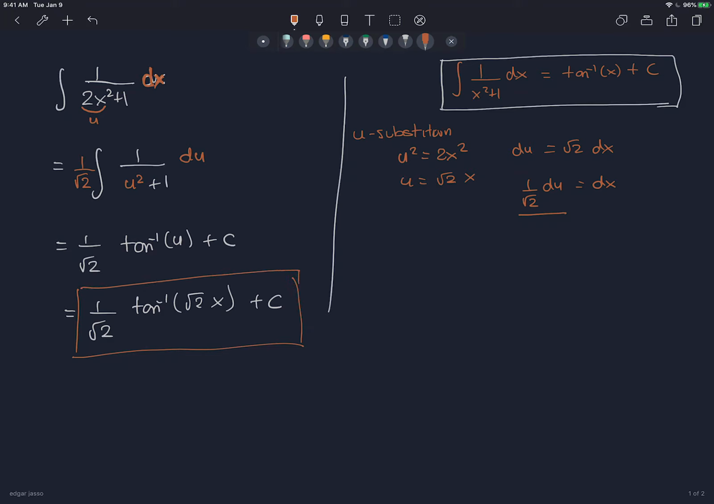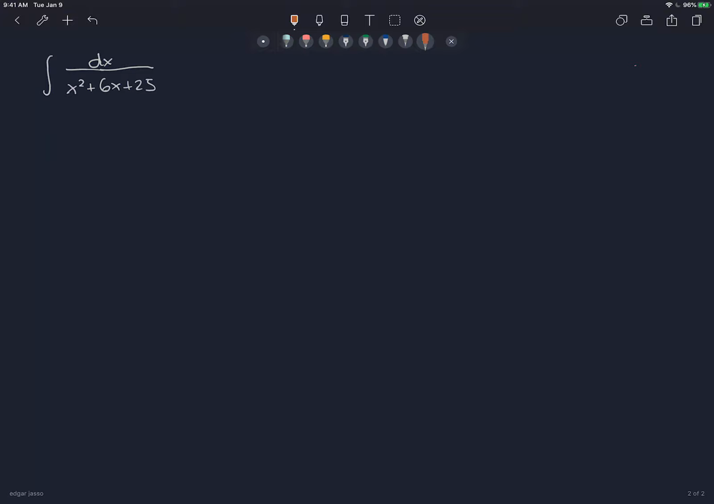So my second example in this video is going to be the same idea, but a little bit more complicated. My denominator still has x squared plus something, but it has more terms. It looks a bit more complicated. So I'm still going to be thinking that I'm going to use this basic antiderivative rule. The antiderivative of 1 over x squared plus 1 is just the tangent inverse of x plus a constant. Usually we write x squared plus 1.